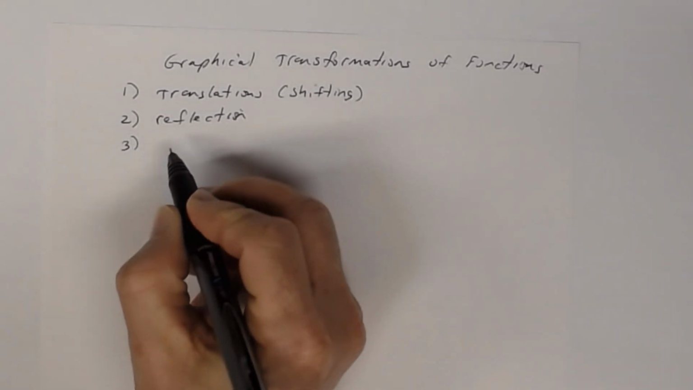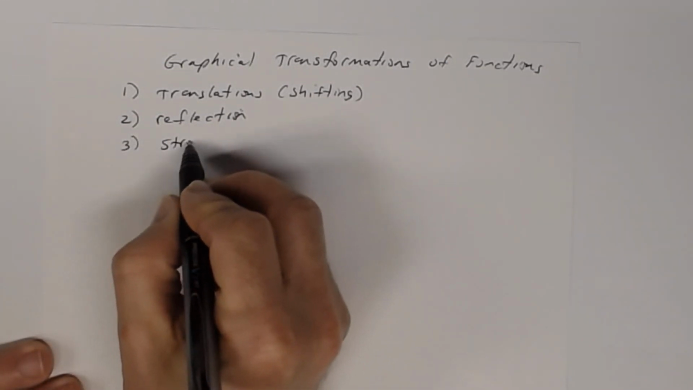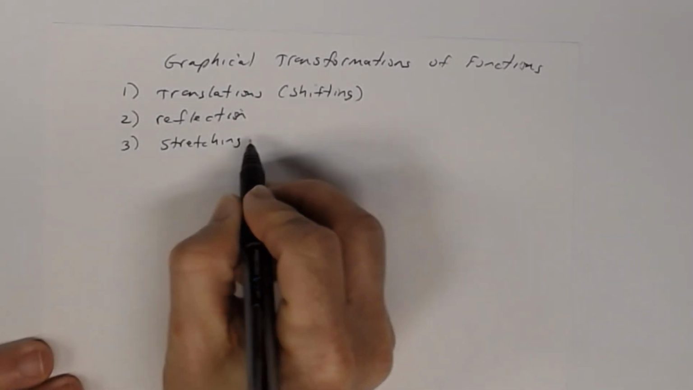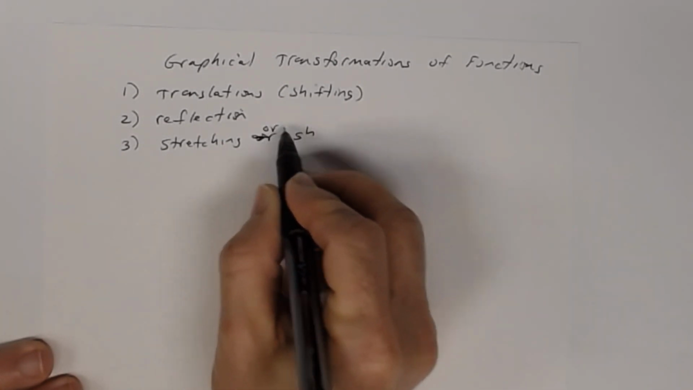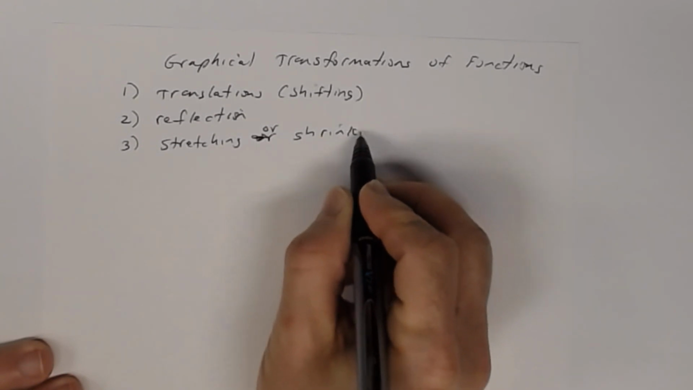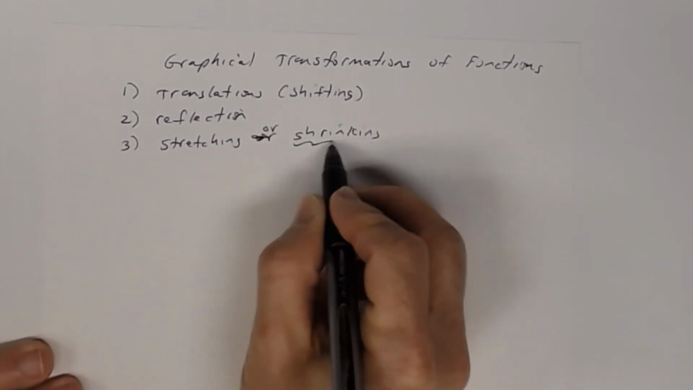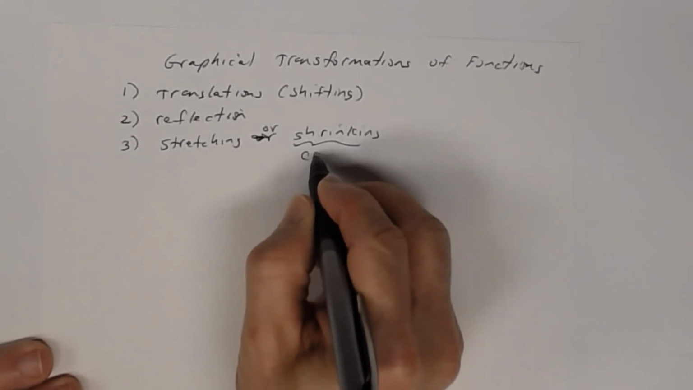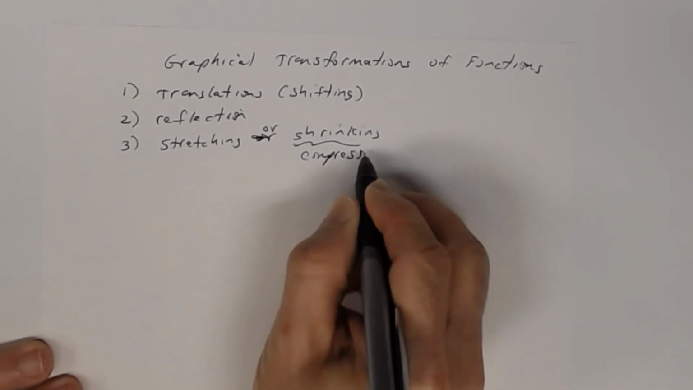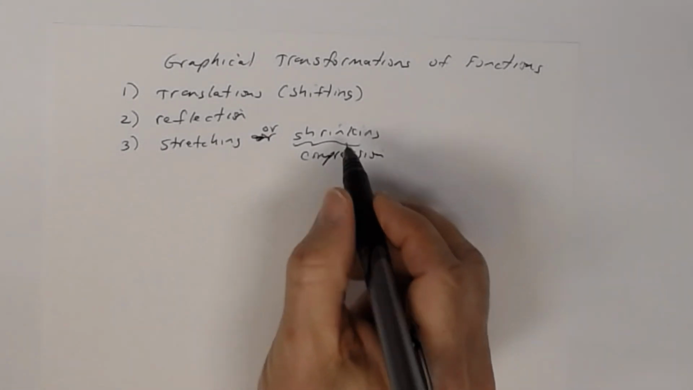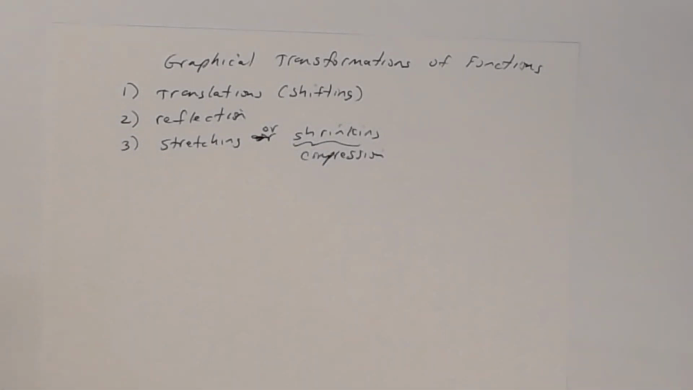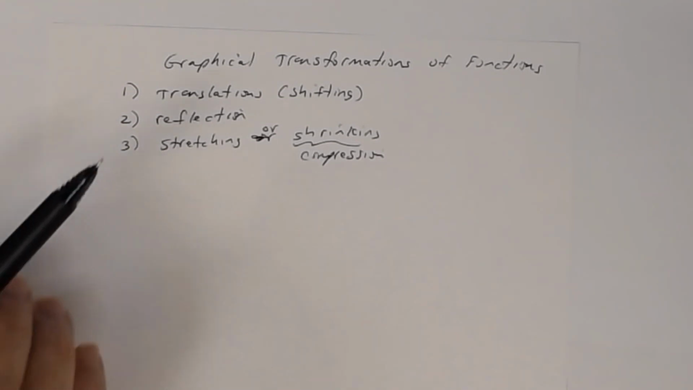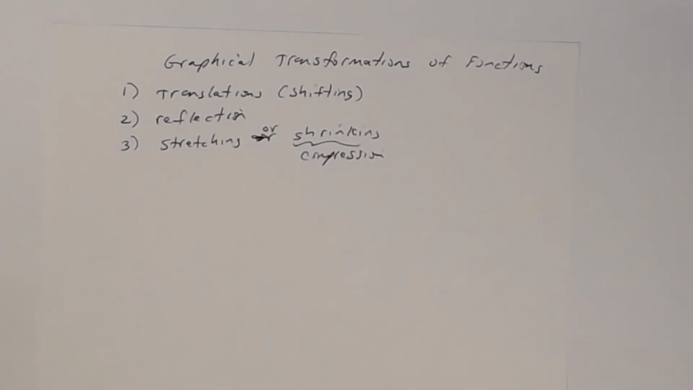And then there's another one called stretching or shrinking. And the word shrinking, sometimes some books will use the word compression. So if you see the word compression, it means the same thing as shrink. All right, so those are the three things that you're going to learn this week for Monday, Tuesday, and Wednesday on graphical transformation of functions.